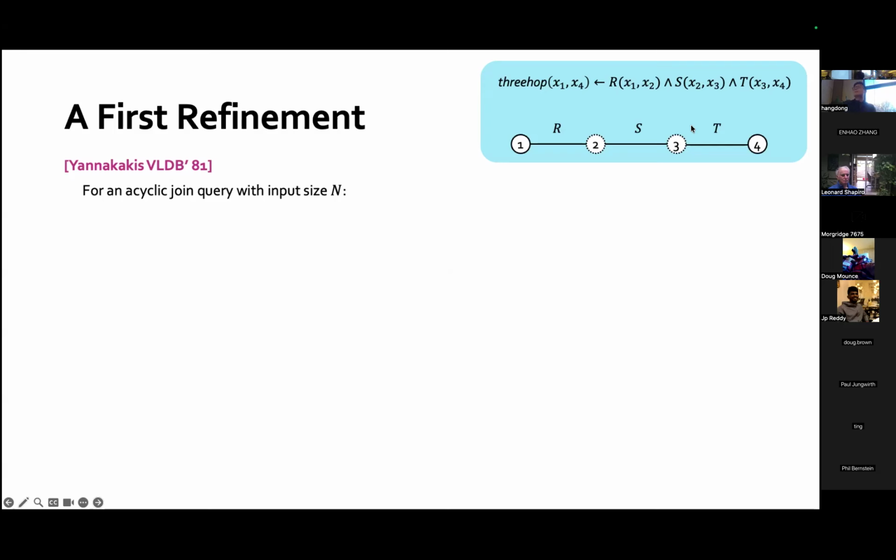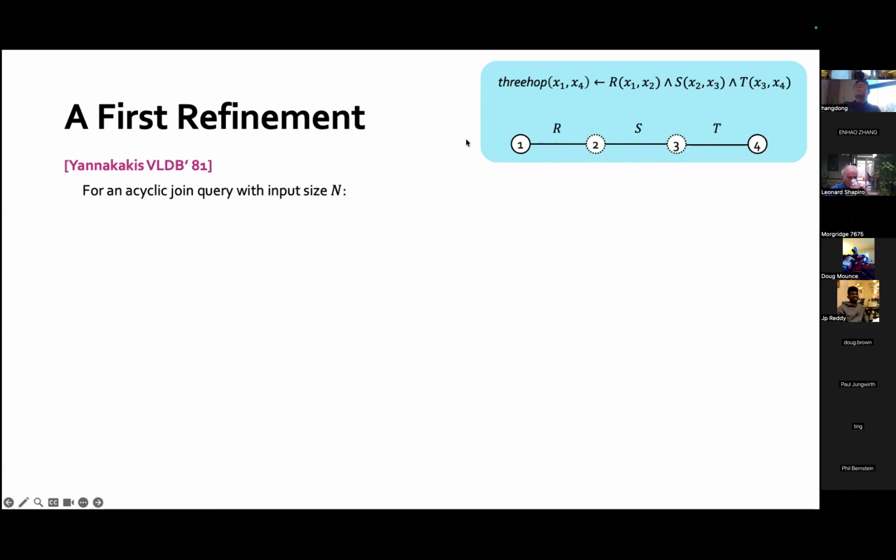I will use this as an example of a query. That's a path. We call it a path query, because the join graph of this query is essentially a path. We're joining R, S, and T, and the output we want is X1 and X4. That's why I use solid circles for the endpoints. We want those in the output.